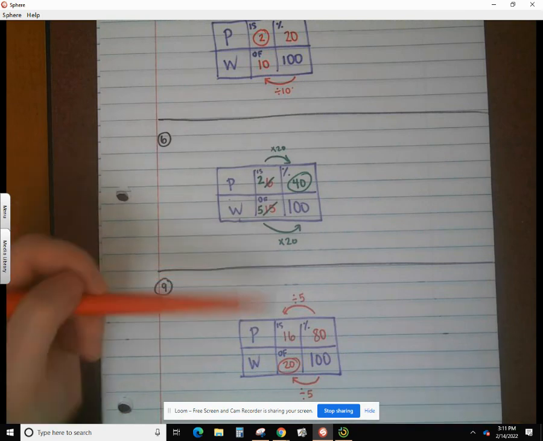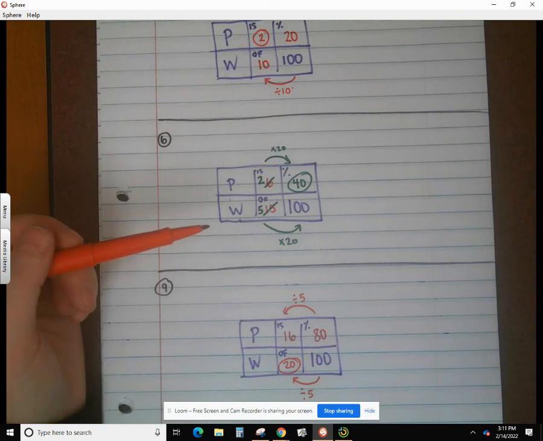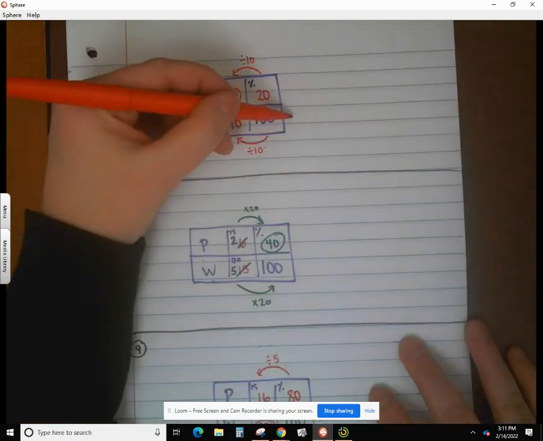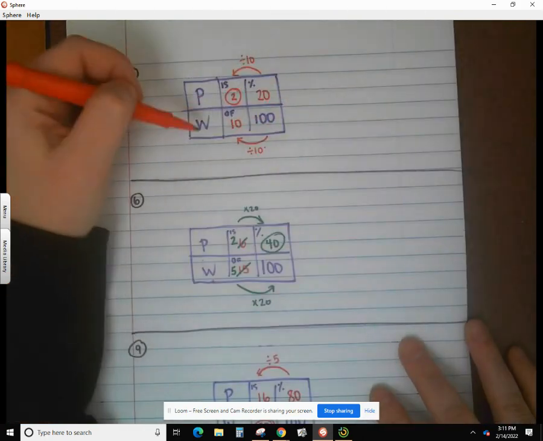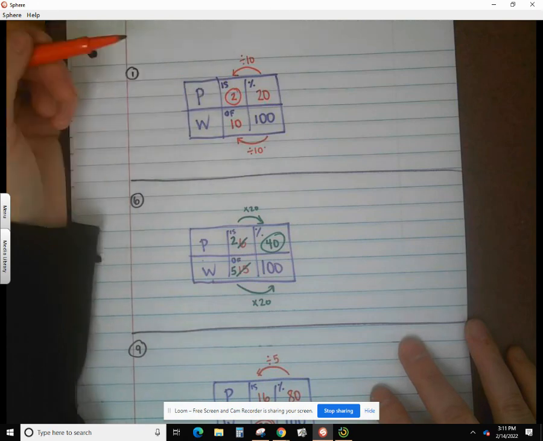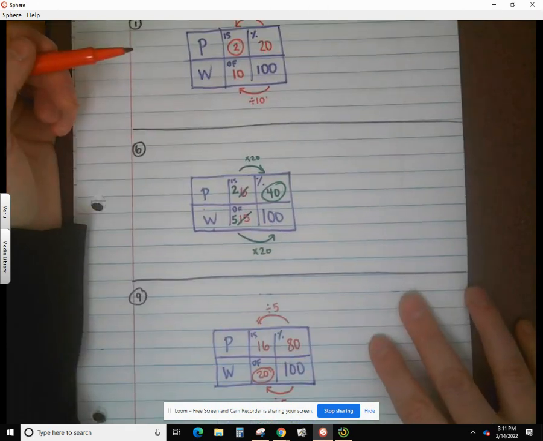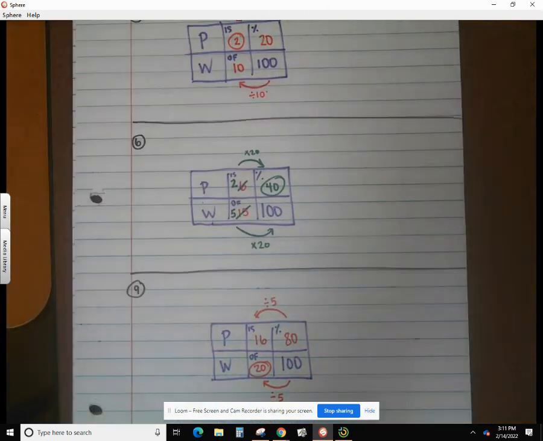Now, all of these that I did with you have side-to-side relationships, but remember from the examples in your notes, it can also go up and down. So like on this one, I could have done 100 divided by 5 is 20, 10 divided by 5 is 2. So look for the relationship going either direction. You have 7 more problems to do. Good luck.